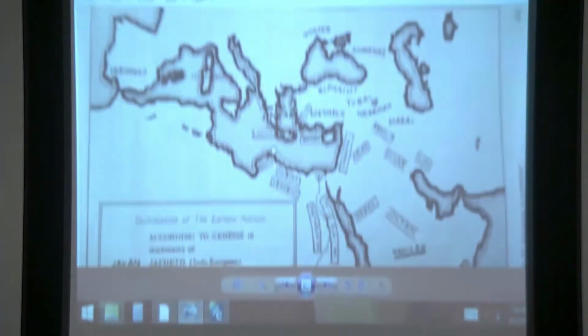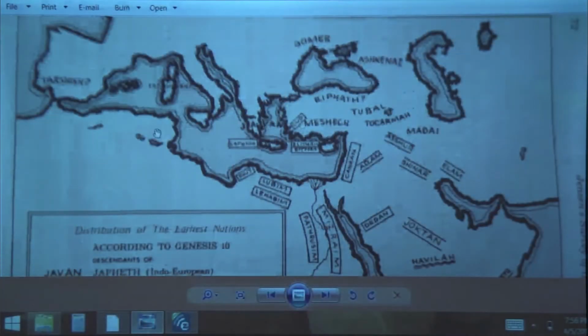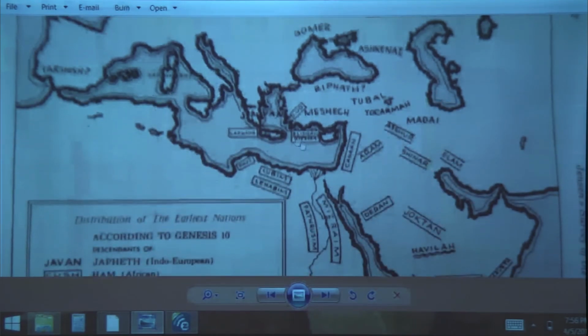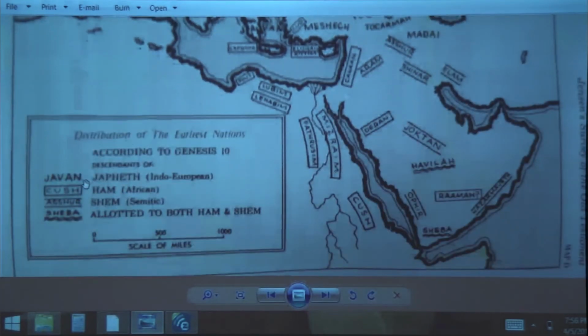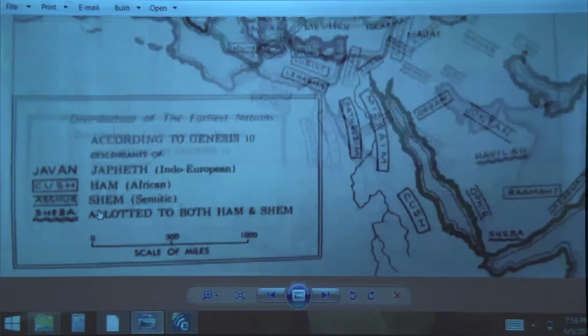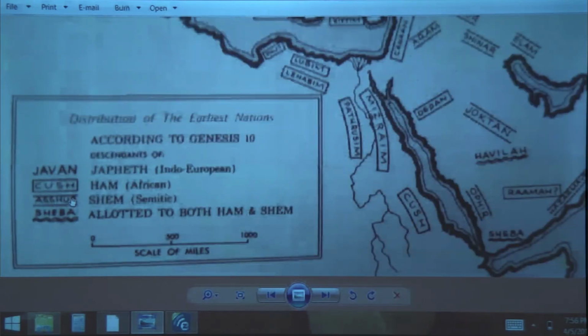This right here is a map of the Mediterranean Sea. Here's the boot. What is that? Italy, right? Spain over here. What we have here is all of these names. These were the descendants. If you look at this right here, the descendants of Japheth are just a name. The descendants of Ham have a box around them, and the descendants of Shem have a line underneath them. And if it's Shem and Ham together, it has a squiggly line under it.